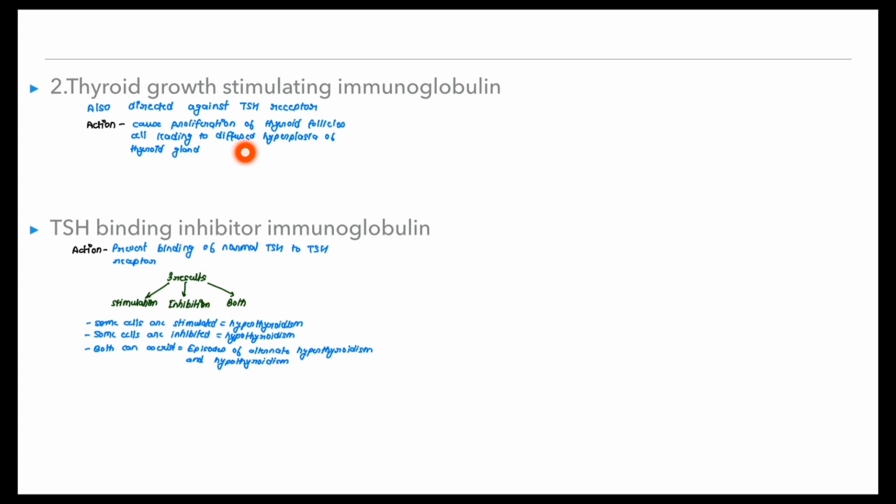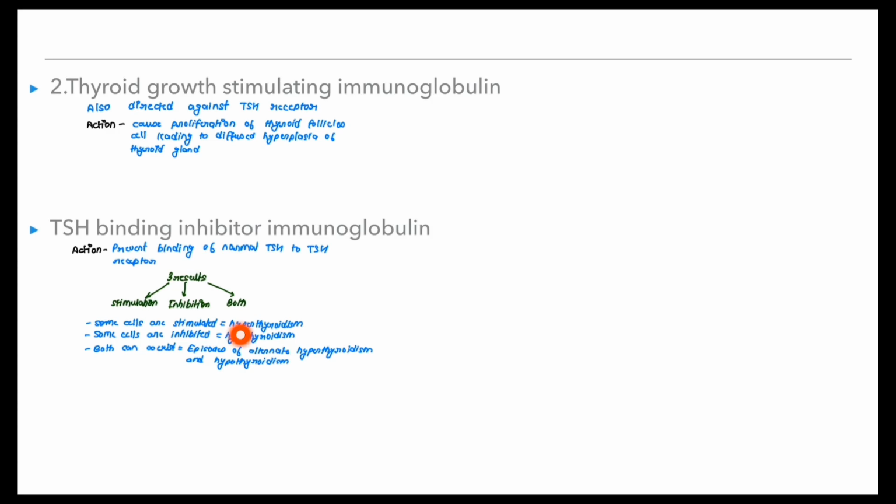Now the third antibody, that is TSH binding inhibitor immunoglobulin. It prevents the binding of normal TSH to the TSH receptor. So it may cause stimulation or inhibition. If stimulation occurs in some cells, it will cause hyperthyroidism. If some cells are inhibited, it will cause hypothyroidism, and both can also coexist. If both coexist, then there will be alternate episodes of hyperthyroidism and hypothyroidism.